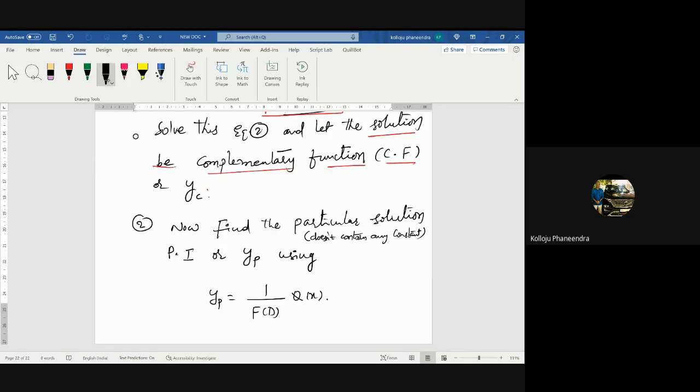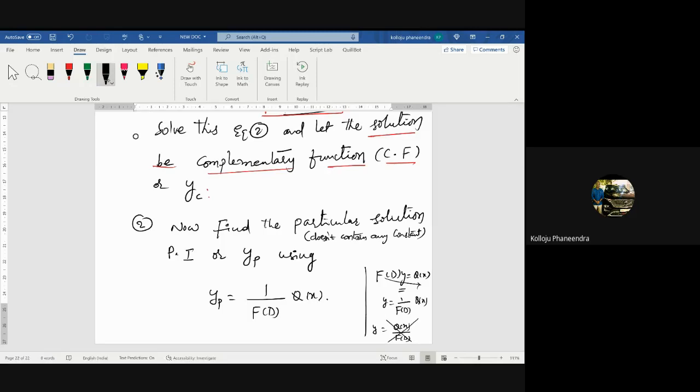See how to write this. What is our differential equation? f of D into y equal to q of x. This is just a simple procedure. Behind this procedure, lots of derivations are there, and I'm not giving all those derivations. Remember how to write y equal to 1 by f of D into q of x. Don't write it like taking f of D to the other side, q of x by f of D. This is wrong.